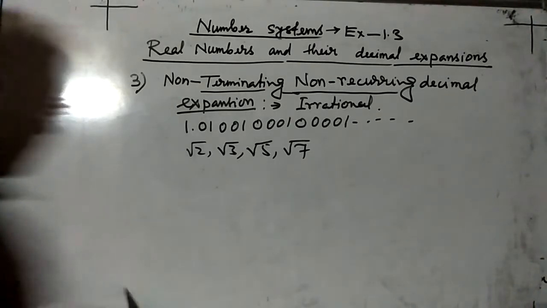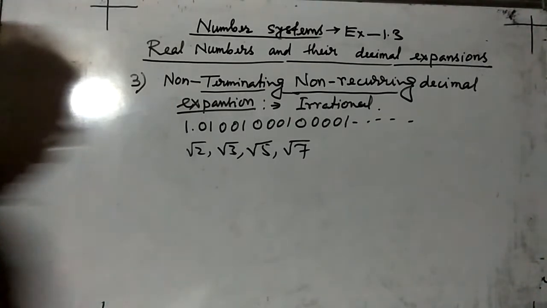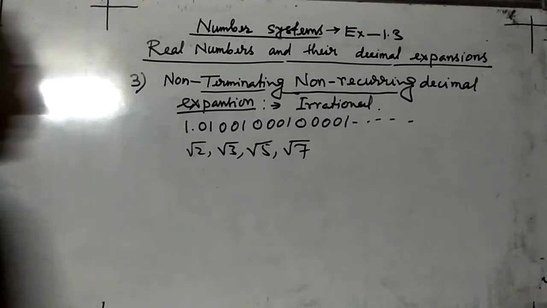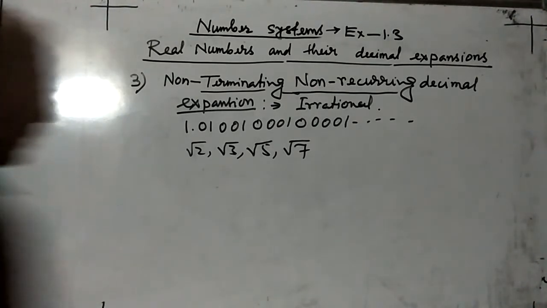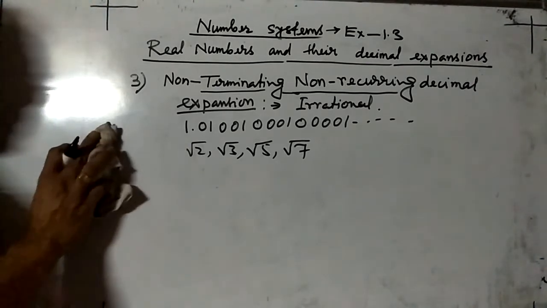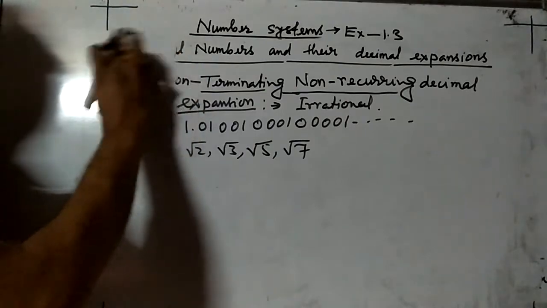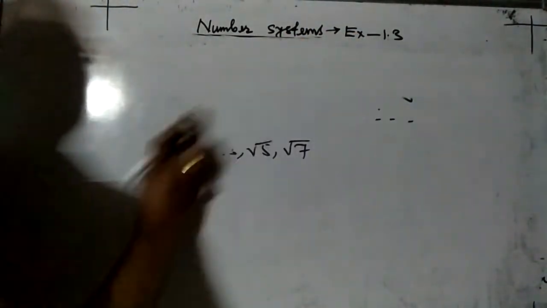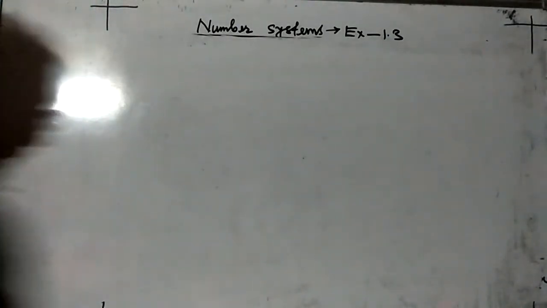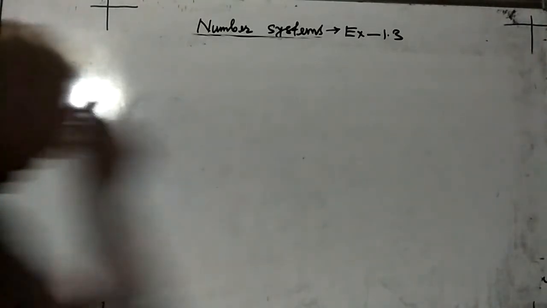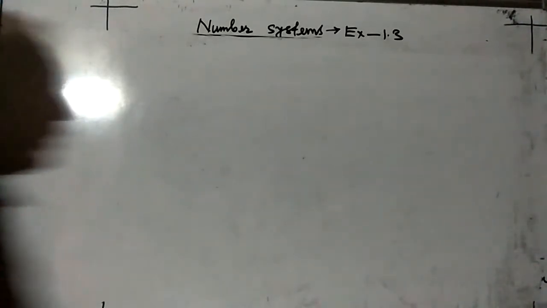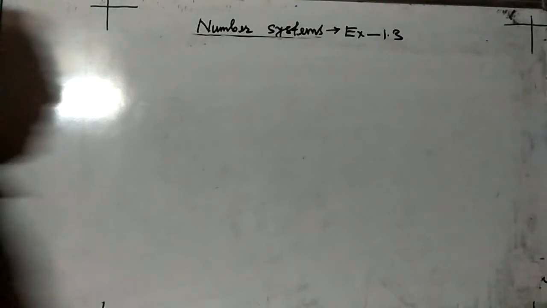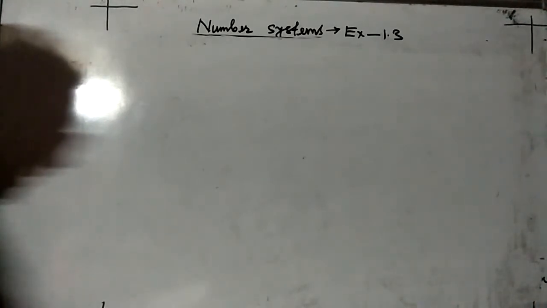So now we'll start the exercise questions. Everyone understood these 3 types of decimal expansion? Here we have to learn, and using this concept we can solve all the questions. Clear? Okay, fine. So exercise 1.3, the first questions are here. They are asking: express the following in decimal form and tell whether it is a terminating or non-terminating decimal expansion.